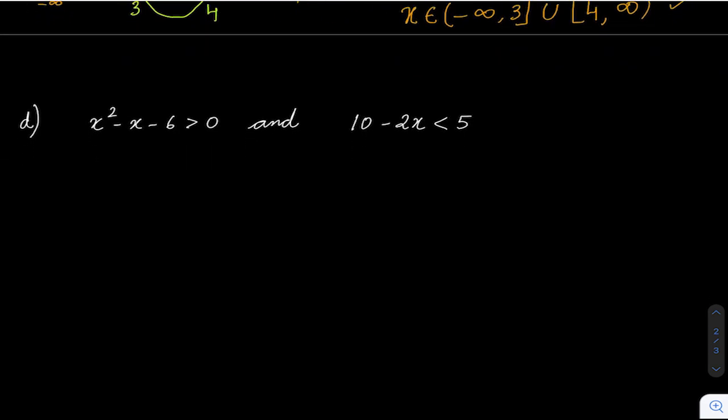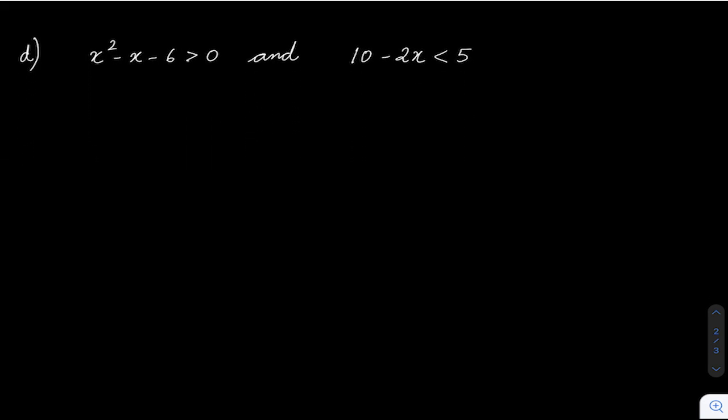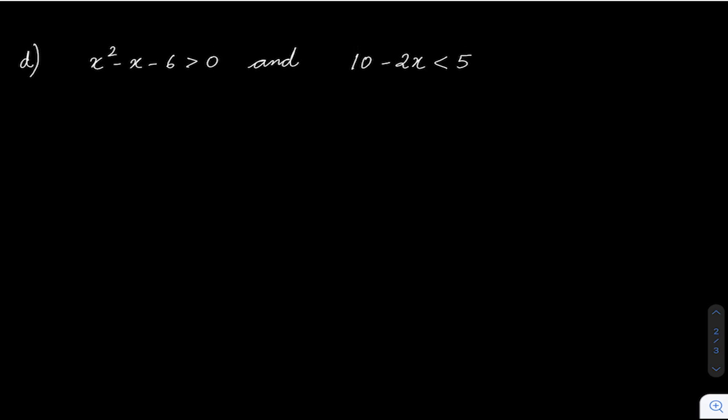Okay. Let's try another question. x square minus x minus 6 is greater than 0 and, okay, so now we have two inequalities and 'and' means you have to find values of x so that both of the inequalities are true. So whatever x values you give as an answer, those values must satisfy the first inequality and the second also. Okay, let's see how to do this.